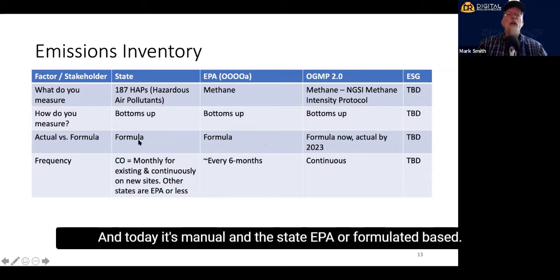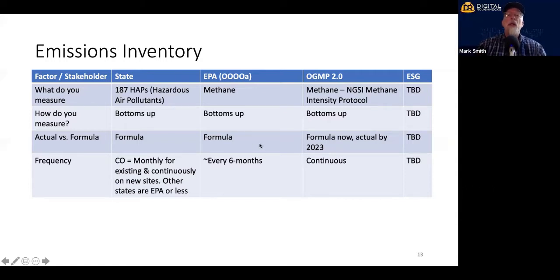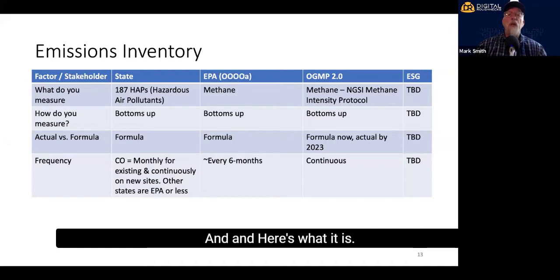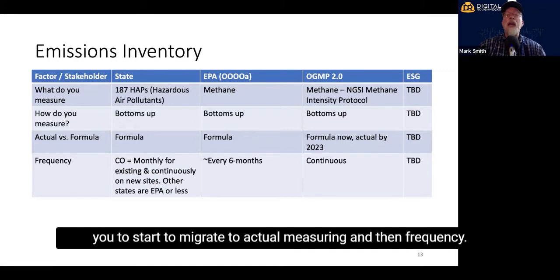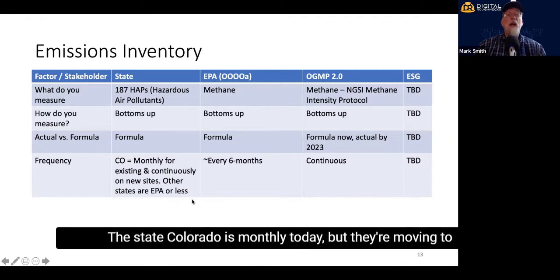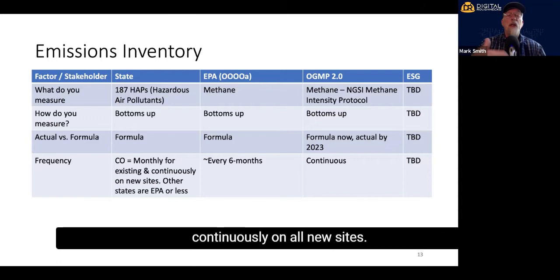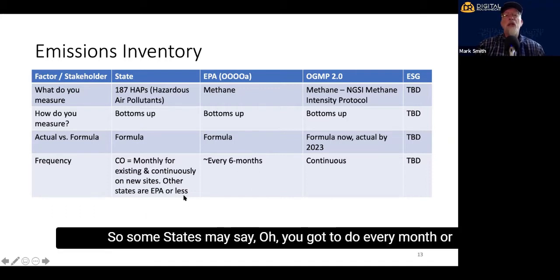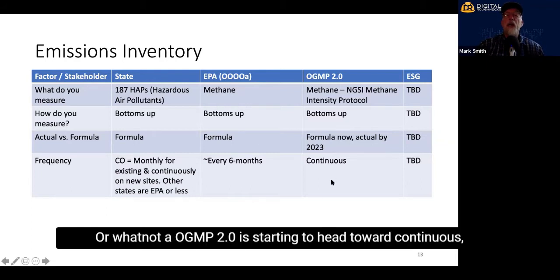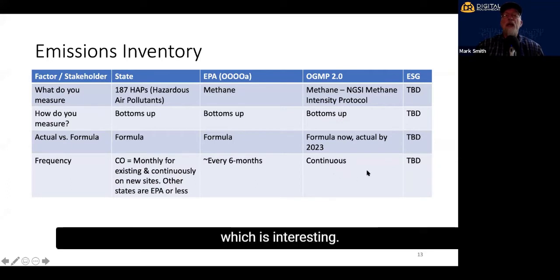And the state, EPA, OGMP are formula based. Hey, here's a formula, and here's what it is. But OGMP is saying, well, you've got a formula now, but we want you to start to migrate to actual measuring. Okay, and then frequency. The state, Colorado, is monthly today, but they're moving to continuous on all new sites. Other states, at the EPA level, are every 6 months or less. So some states may say you've got to do it every month or every 3 months or whatnot. Okay. OGMP 2.0 is starting to head toward continuous, which is interesting, right?